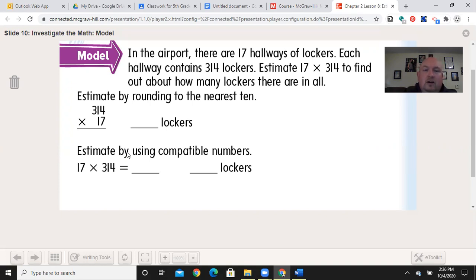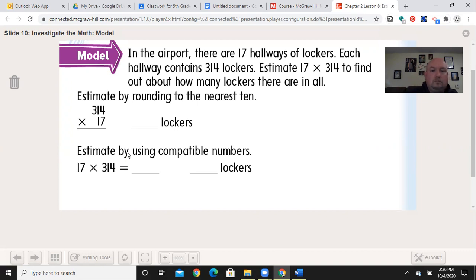So let's start out. In the airport, there are 17 hallways of lockers. Each hallway contains 314 lockers. Estimate 17 times 314 to find out about how many lockers there are in all. Estimate by rounding to the nearest 10.